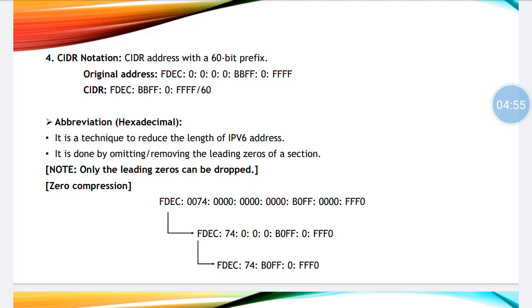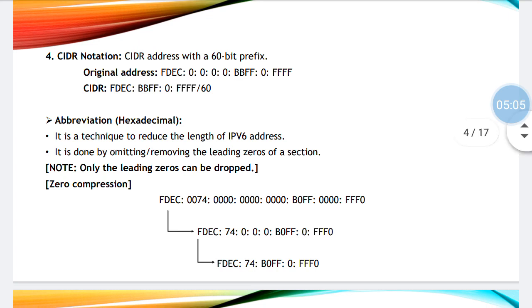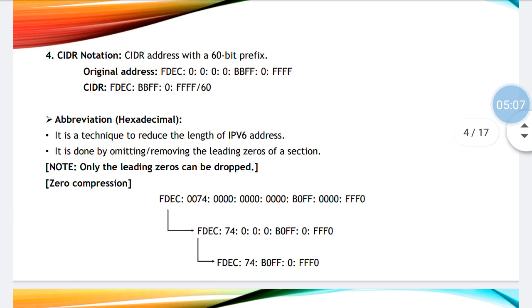If you remember, in classful addressing in IPv4 there were 5 classes, that is class A to class E. But the disadvantage was that the number of addresses was decreasing from class A to class E. Hence, to address this problem, classless interdomain routing is used.